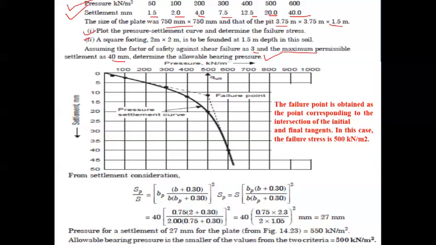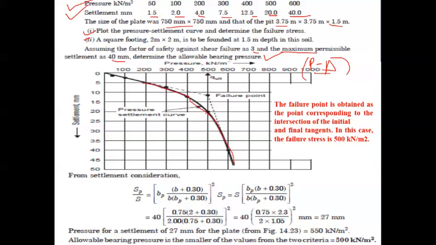So here in this problem, by taking normal graph paper, we are plotting the pressure settlement curve, or simply called the P delta curve. P is pressure, delta is the settlement. As you can see here, different points are located, and the smooth curve is plotted. This is what we are calling the P delta curve.